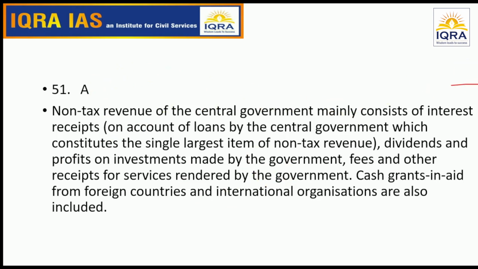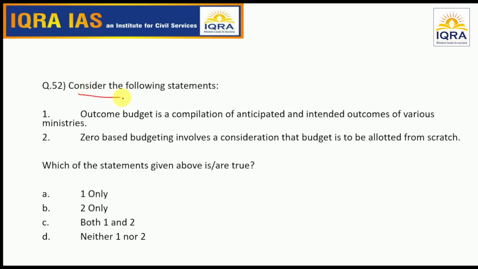So this is all about non-tax revenue. Moving on to question number 52. Consider the following statements. Outcome budget is a compilation of anticipated and intended volumes and intended outcomes of various ministries. Zero-based budgeting involves a consideration that budget is to be allotted from the scratch. Which of the following statements are true? I think yes, both are true. Answer to this is C.